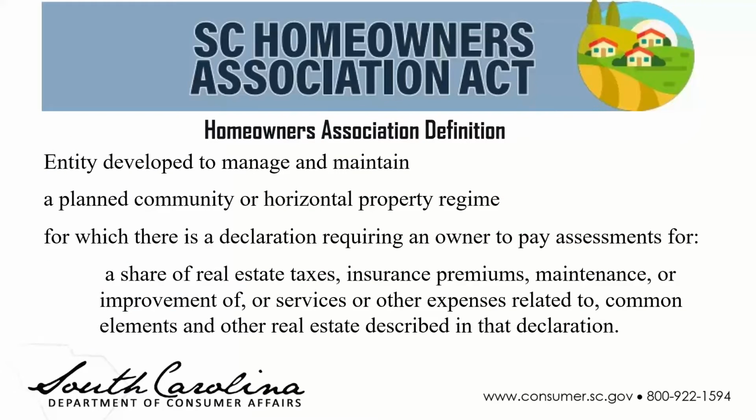So going into the act that has been implemented and is law in our state, the South Carolina Homeowners Association Act defines a homeowners association as an entity developed to manage and maintain a planned community or horizontal property regime for which there is a declaration requiring an owner to pay assessments for a share of real estate taxes, insurance premiums, maintenance or improvement of or services or other expenses related to common elements and other real estate described in that declaration. So by virtue of ownership of a separate property within the planned community or horizontal property regime, if it's set up for these purposes, that is what a homeowner association is. This definition excludes a vacation time sharing plan. There is a separate body of law that covers those setups.